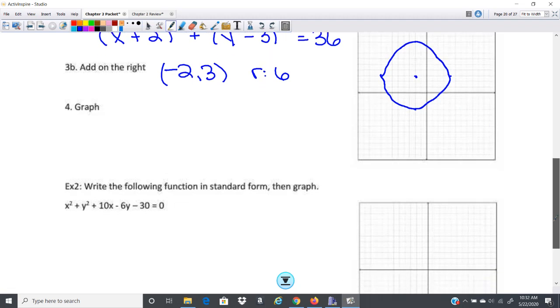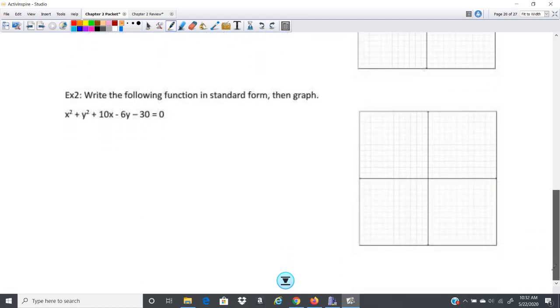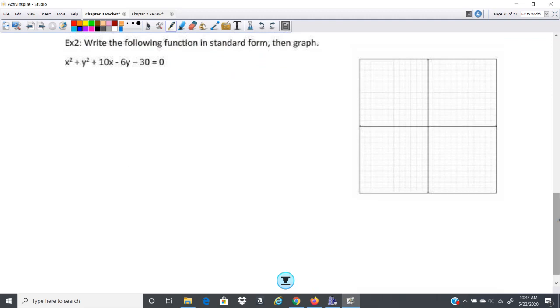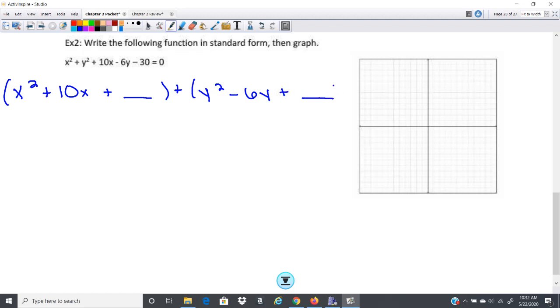All right, so let's do one more example and make sure we solidify this. So here we're going to group the x and the y terms. So I'm going to go x squared plus 10x plus blank. And then I'm going to go y squared minus 6y plus blank. And then that minus 30, I'm going to add it to both sides. We're going to equals 30.